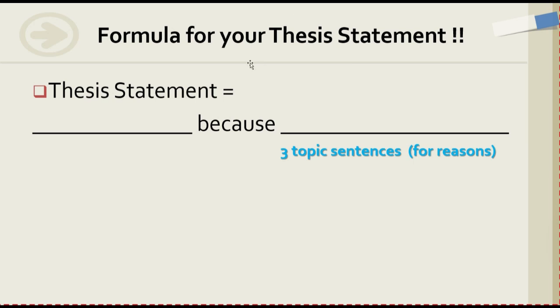So this is the formula for your thesis statement. Your thesis statement, okay? And then you're saying because and your reasons. And your reasons should be maybe your 3 topic sentences. Okay, very easy. This is how you make your thesis statement specific, but not too specific. If you write something different here, maybe not from your topic sentences, then it's too specific, okay? But if you write 3 topic sentences for the reasons, then it's not too specific.